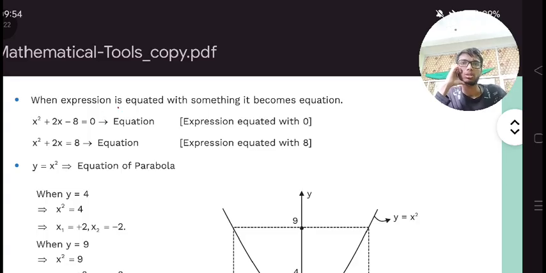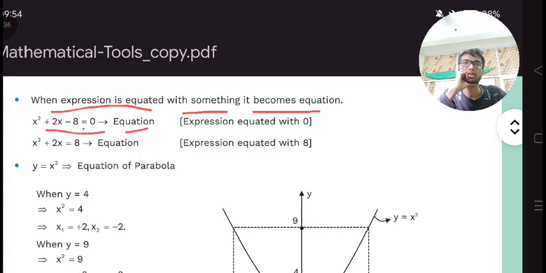When an expression is equated with something, it becomes an equation. For example, x square plus 2x minus 8 is equal to 0. It is an equation because here we added this equal sign. If we remove this equal sign, then it will not become an equation. Expression equated with 0. Here this is equated with 8.